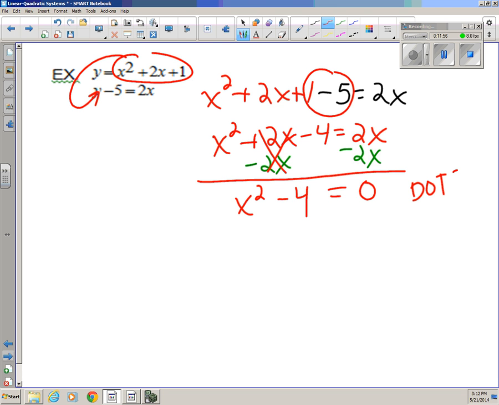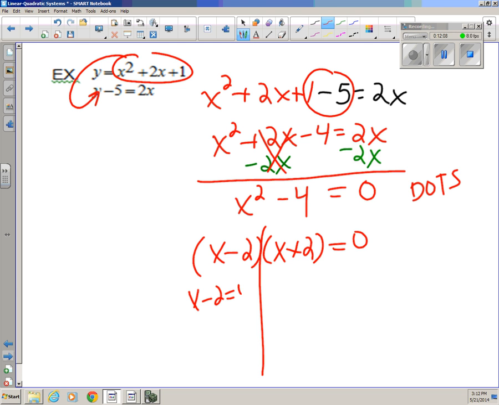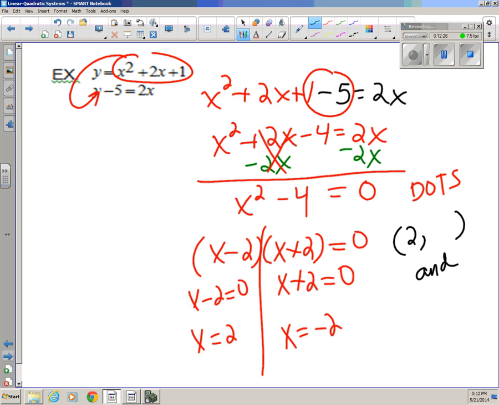This is one of those dots problems. So this becomes x minus 2, x plus 2 equal to 0. Drop the wall. X minus 2 equal to 0. In this case, the x value is positive 2. X plus 2 equals 0. Solve for x, and x is -2. So we've got the beginning of our solutions, right? So the solutions are going to be 2 comma something and -2 comma something.